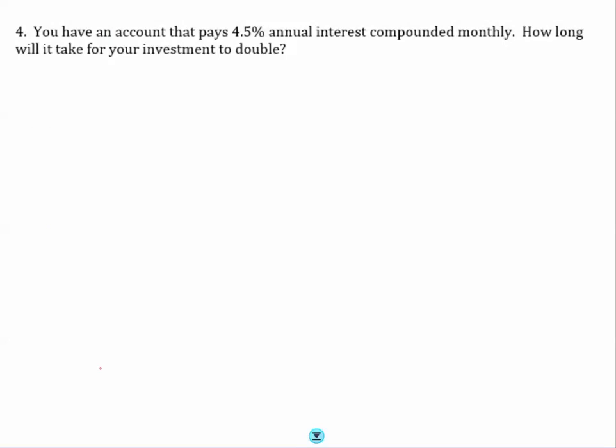You have an account that pays 4.5% annual interest compounded monthly. How long will it take for your investment to double? So it tells us that R will be 0.045. Compounded monthly means the N is 12. And it doesn't tell us anything else. It doesn't tell us how much money we invested. It just tells us that we want to look at how long it'll take for our investment to double.